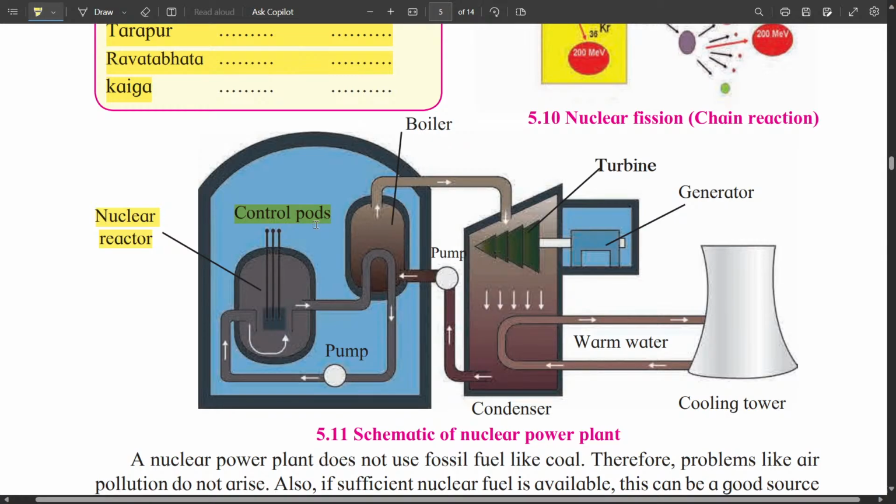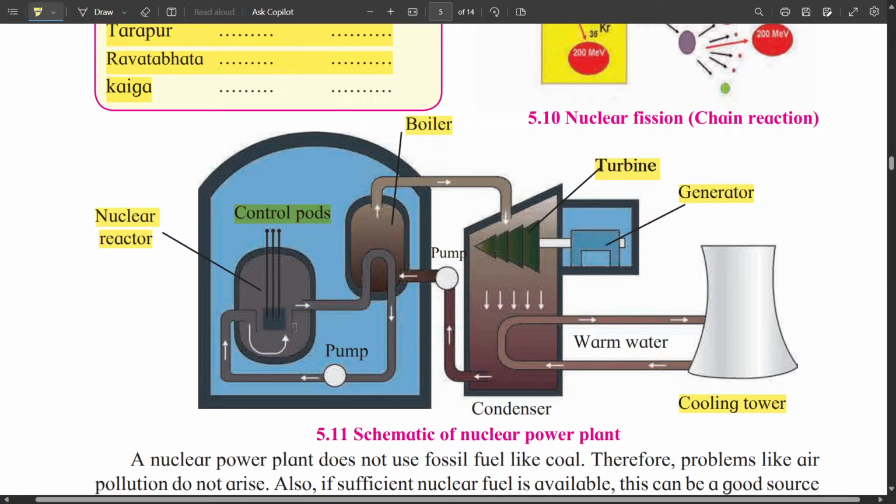Then the heat produced in the nuclear reaction is used to boil water. There is a boiler there. After the boiler, we have a turbine in which the kinetic energy is given to the turbine, which rotates its blades. It is connected to a generator. So when the generator is driven by the turbine, it produces electric energy. Then the steam is given to the cooling tower which condenses it back into water, and then that water is again given to the nuclear reactor.